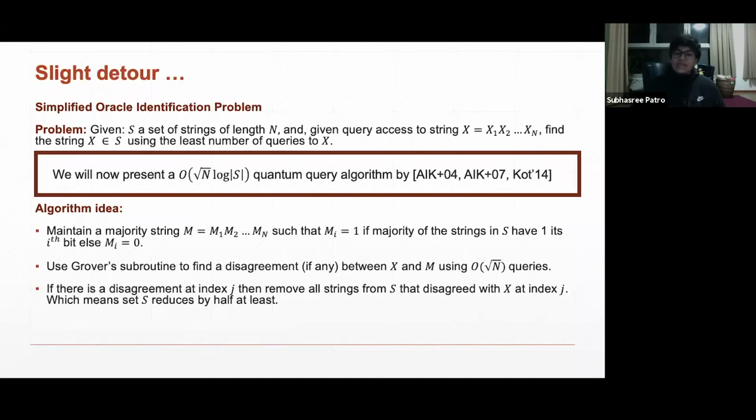Now I repeat the same process again. I create a new majority string, but on the smaller set S, and I repeat this process. I keep doing it till I don't find a disagreement, or till my set becomes size 1. So the number of times I repeat this process is going to be log of the size of S. And because checking the disagreement with every M needs root n queries, I just multiply. So this algorithm is much better than asking x for every possible bit, right?